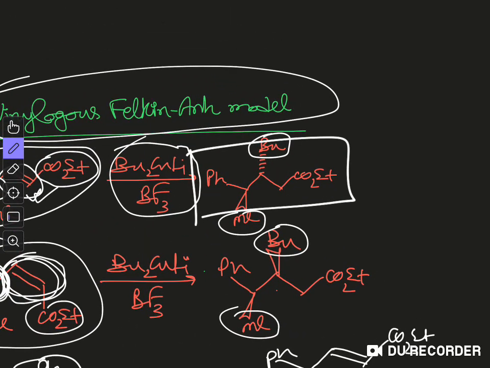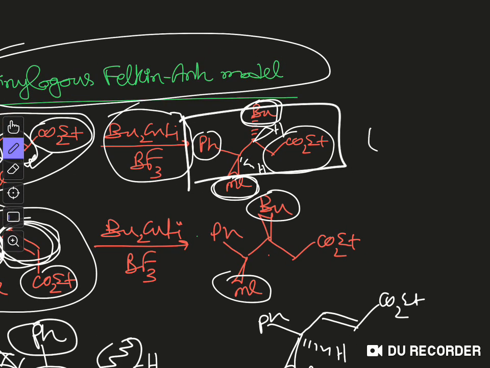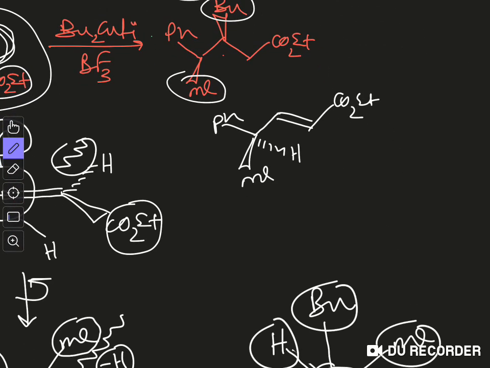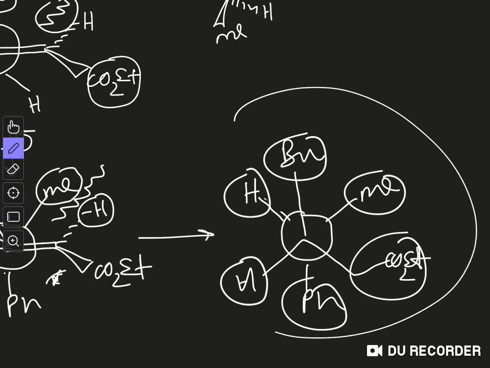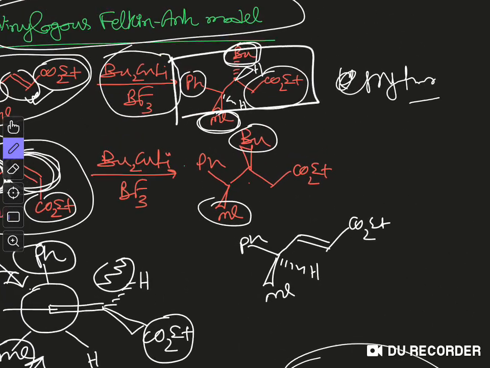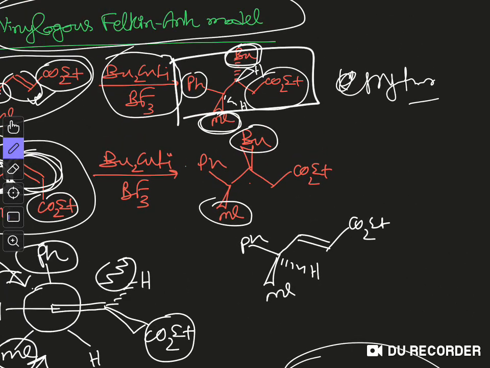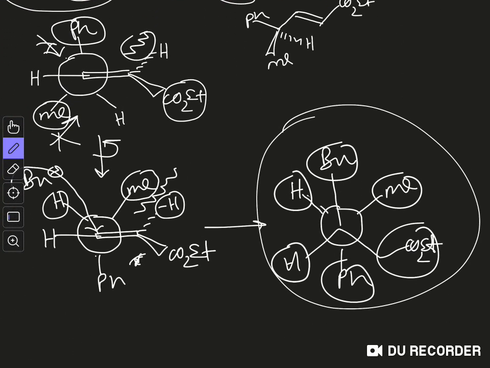In the product you can see this phenyl and this large group are anti to one another, this methyl and this butyl group are anti to one another, and also the hydrogen and the other hydrogen are anti to one another. So this is also an erythro isomer, erythro. So this is erythro, this is also erythro. If you convert this structure to the flying wedge formula, you will get the same thing. So this is how we get the first product.